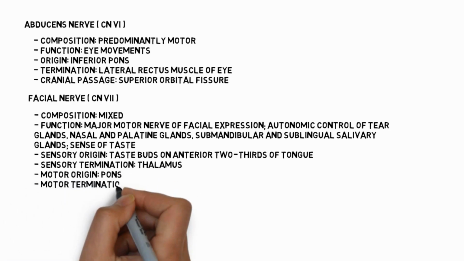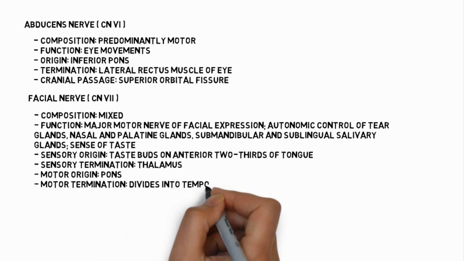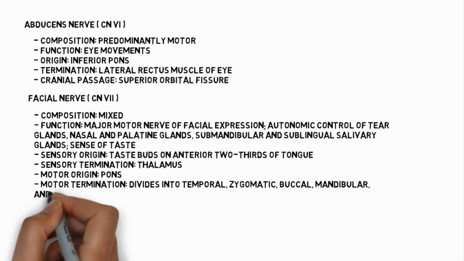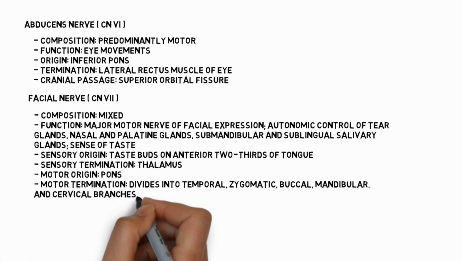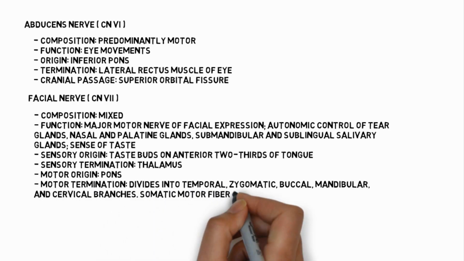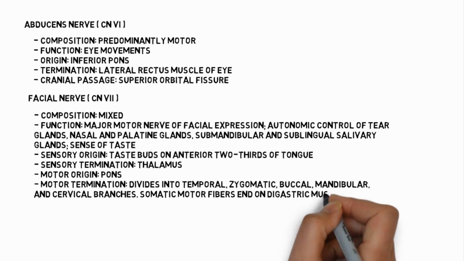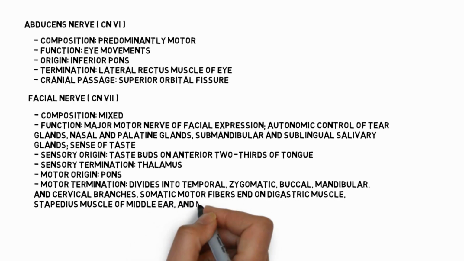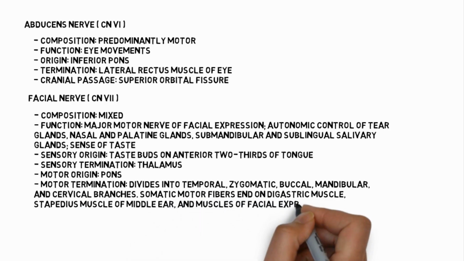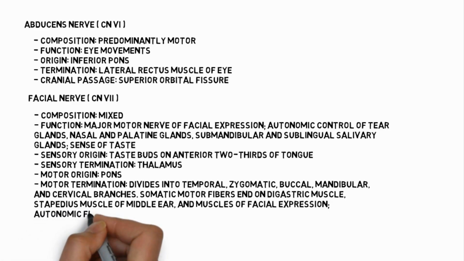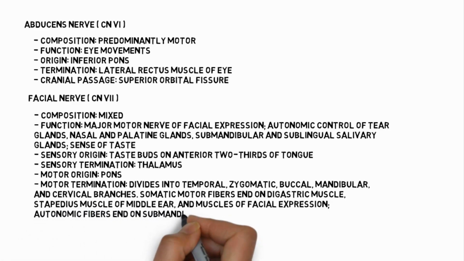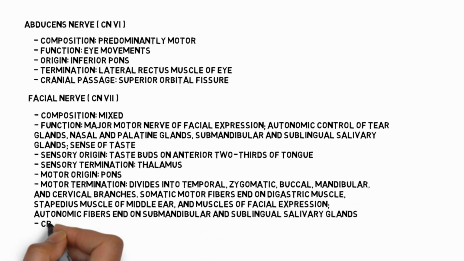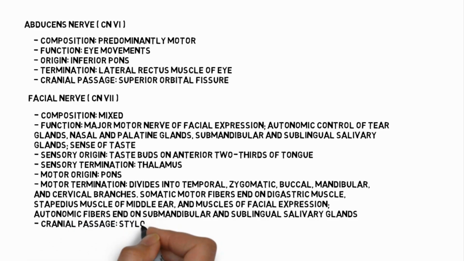Motor fibers originate from pons, and motor fibers are divided into temporal, zygomatic, buccal, mandibular and cervical branches. It also supplies somatic motor fiber ends on digastric muscle, stapedius and muscles of facial expressions. Autonomic fibers terminate on submandibular and sublingual salivary glands. It passes through stylomastoid foramen.